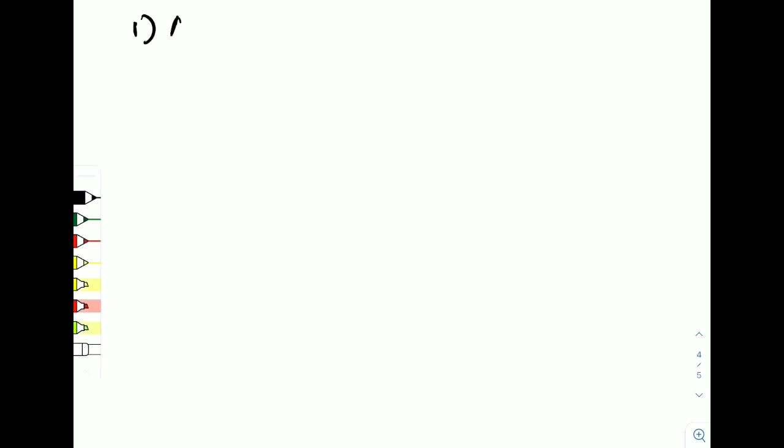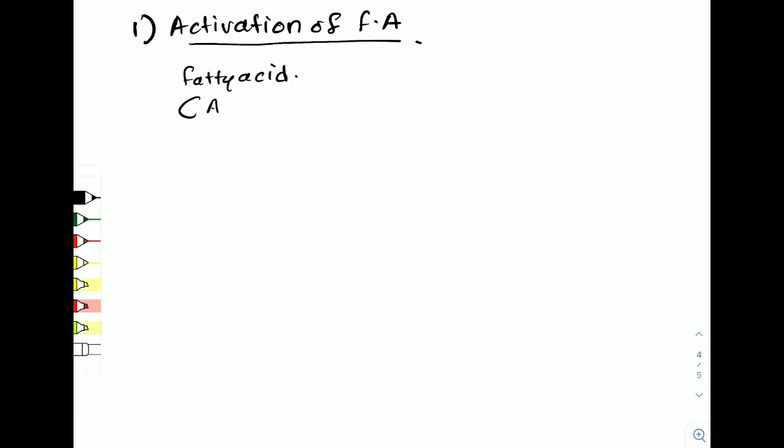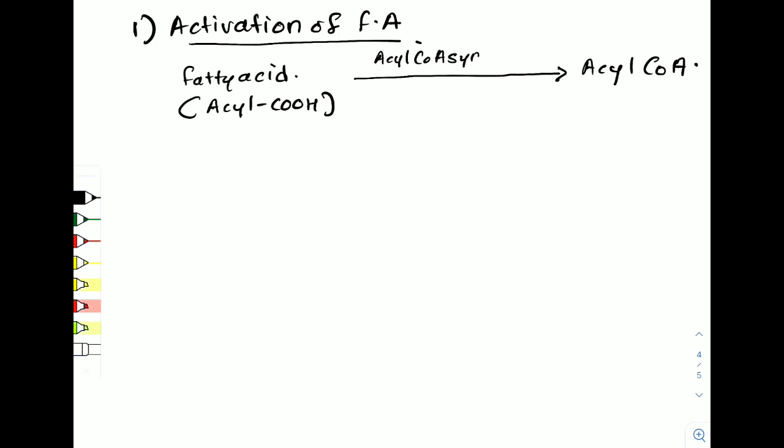Now let's take a detailed look at each of these individual steps. The first step, as I mentioned earlier, is the activation of fatty acids. The activation of fatty acids is nothing but the conversion of fatty acid, which as I mentioned earlier is an acyl group attached to an acid group, into an acyl-CoA with the help of thiokinase enzyme or acyl-CoA synthetase enzyme.